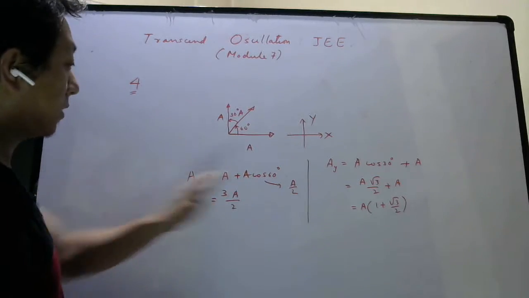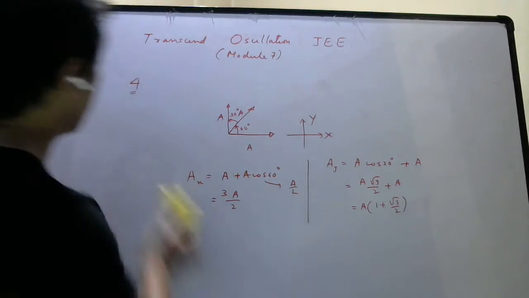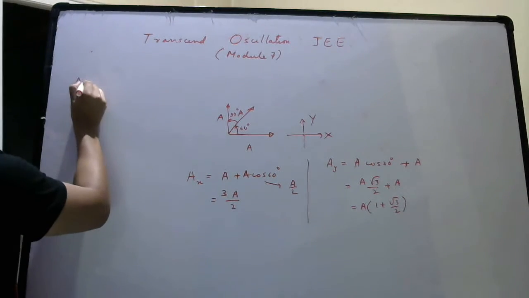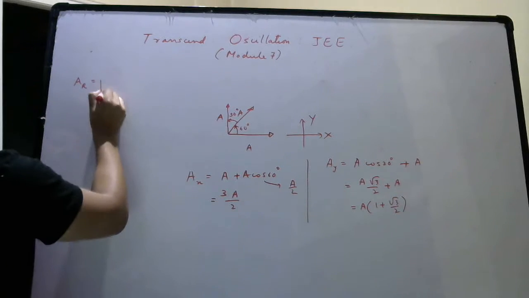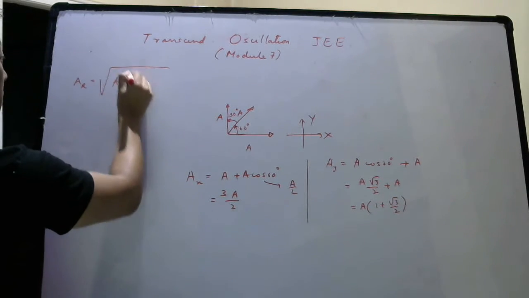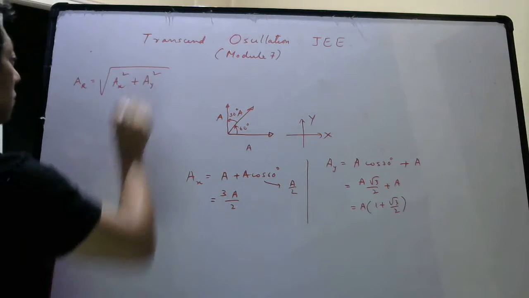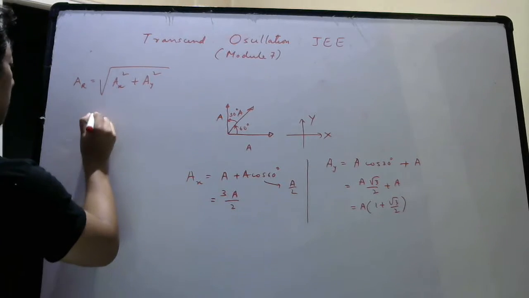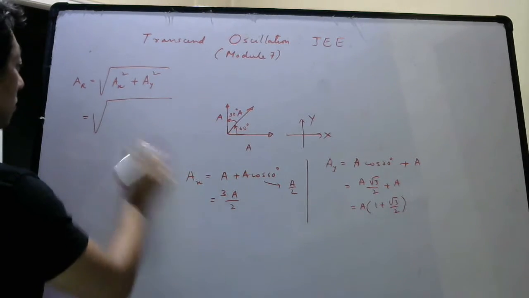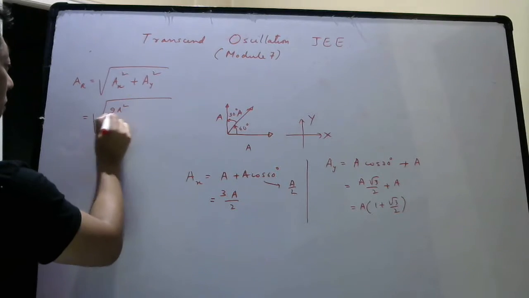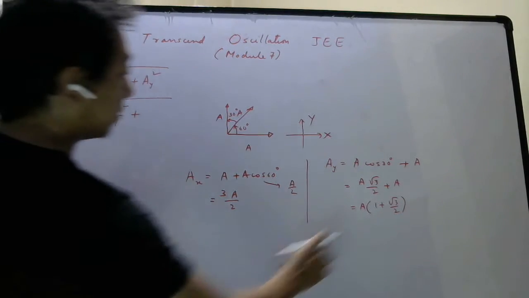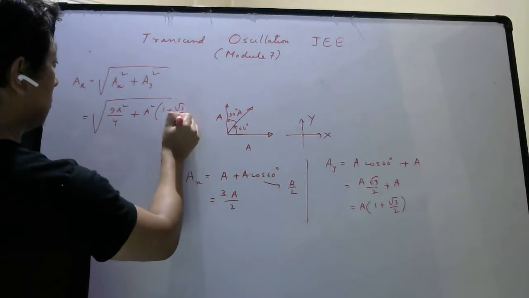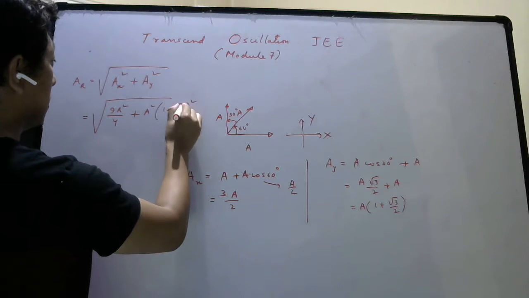So once we know the x and the y component, the resultant amplitude will be how much? The resultant amplitude will be AR equals, once you know x and y component, you can write root over AX square plus AY square. See, this is the beauty of using phasor technique. Whatever knowledge of vectors you have, you can directly apply here. So that will be root over this 3A by 2 square, which will be 9A square by 4, plus AY square. If you square this, you will get A square (1 + root 3 by 2) square.